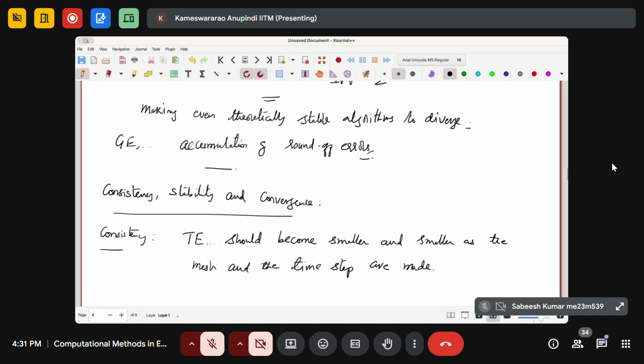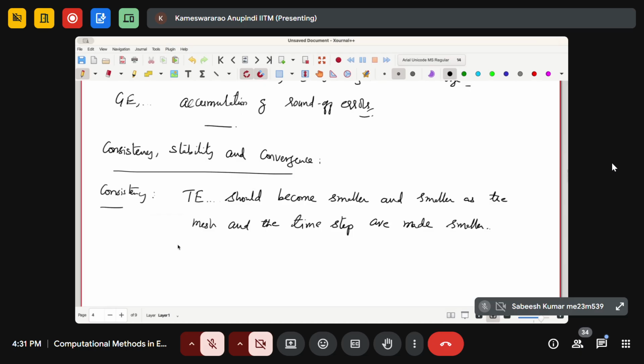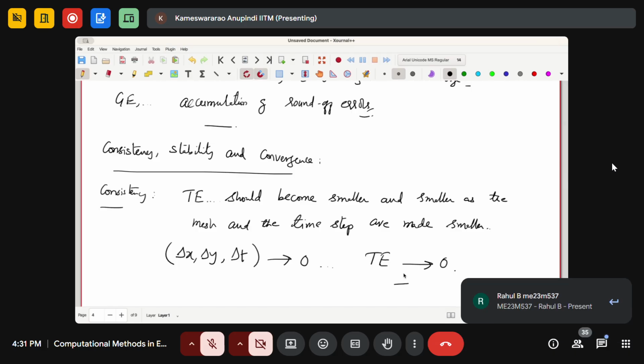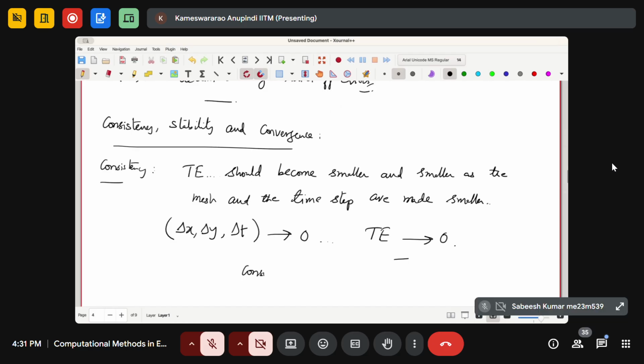That means, let us say for your domain, you have taken some grid spacing, let us denote this using delta x, delta y. You might have also taken some time step, if you want to calculate an unsteady phenomenon. Now, as you make these smaller, that means as these go to zero, the truncation error that you have should go to zero. That means, in the limit, you should be able to get smaller and smaller errors. Only then we say that the particular scheme we have applied is a consistent scheme.